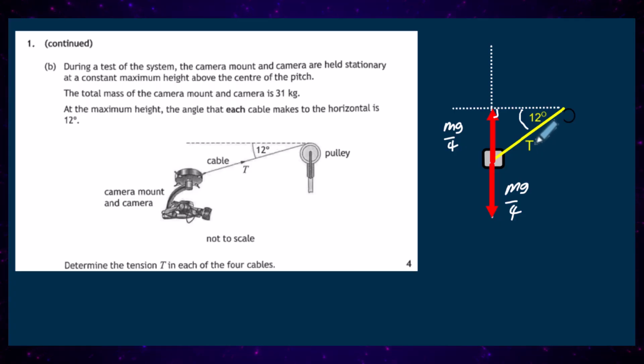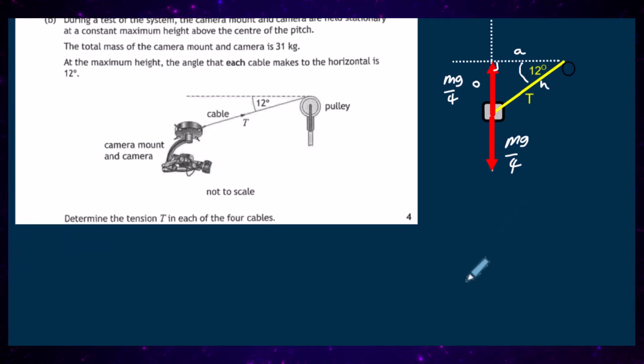We can use our trig now. We can use sine 12 equals opposite over hypotenuse. Remember, that's the opposite side, and that's going to be the hypotenuse side. That's going to be the adjacent side. So what we can do now is just complete our trig. We can say that sine of 12 degrees is going to go to the opposite side, which is going to be mg over 4, a quarter of the weight, and we're going to divide that by the hypotenuse, which is going to be tension T.